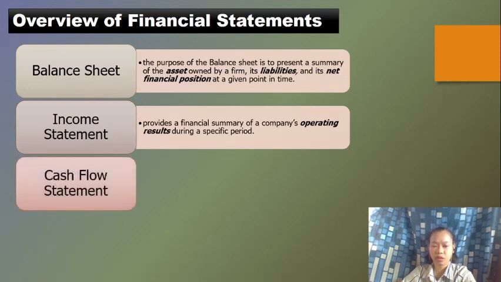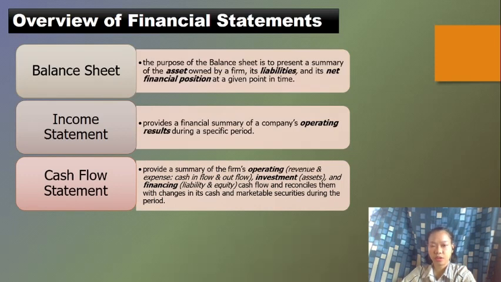And the third one is the cash flow statement. It provides a summary of the firm's operating, investing, and financing cash flows. When we say operating, we have revenues and expenses, and it is a cash inflow and outflow. Investments, we have assets, and financing, we have liabilities and equity. It reconciles them with changes in its cash and marketable securities during the period.